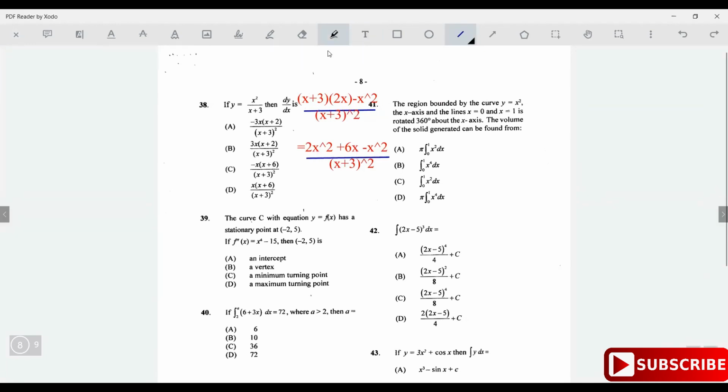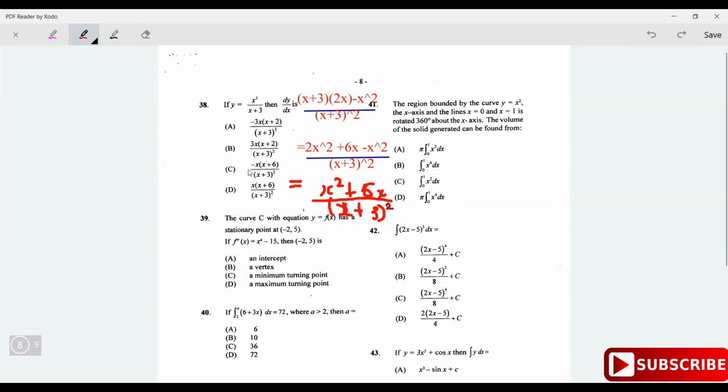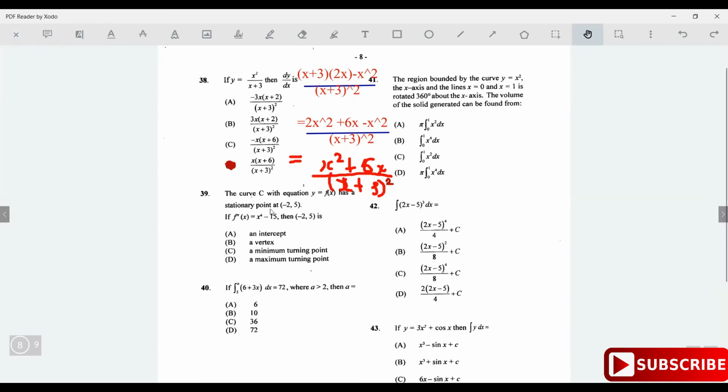But then now, 2x squared minus x squared just leaves x squared. So you're just left with x squared plus 6x over x plus 3 all squared. The denominator is x plus 3 all squared. So we're looking for that now. Which one is going to give us this? The only one I see that is giving us this is option D. Nice, easy question.